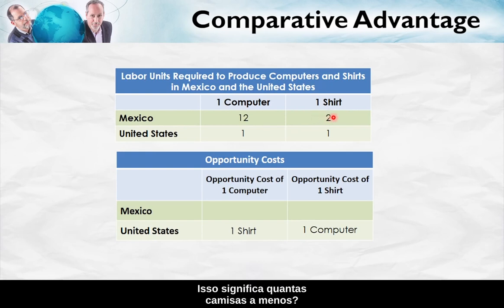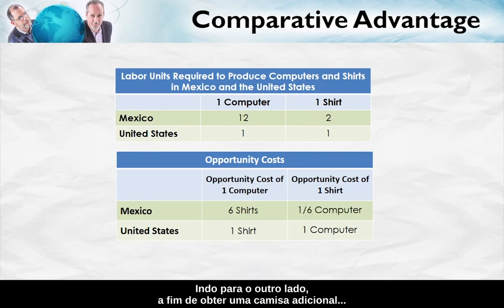That means how many fewer shirts? Since it takes 2 units of labor to produce 1 shirt, and you've got to move 12 units of labor, it means that the opportunity cost of 1 computer is 6 shirts. If you need an additional computer, it's going to cost you 6 fewer shirts in order to get that computer. And going the other way, in order to get an additional shirt, you're going to have to give up 1/6 of a computer. Okay, so now we have our opportunity costs.